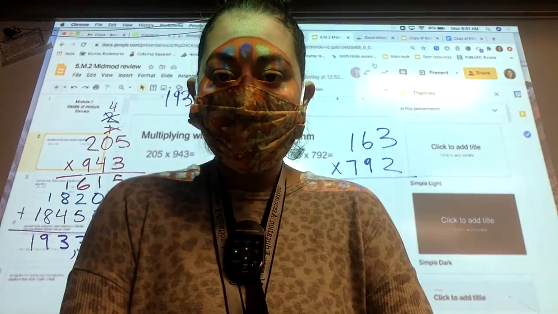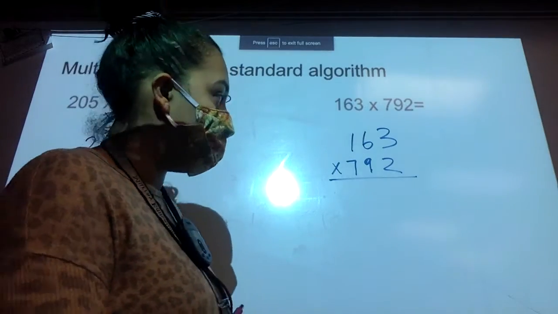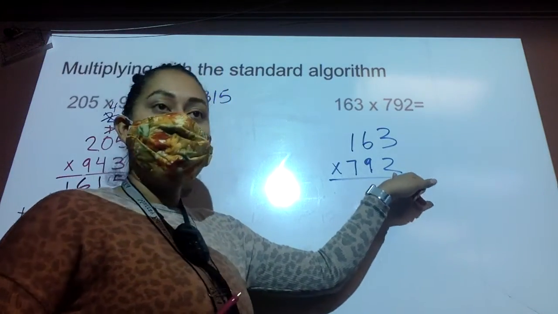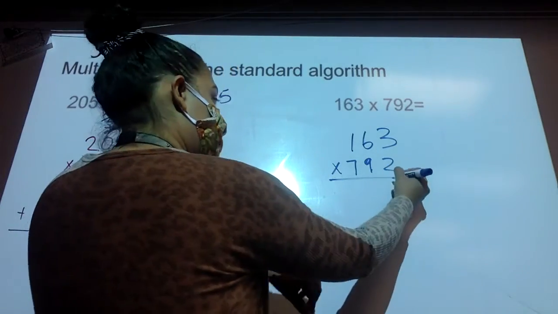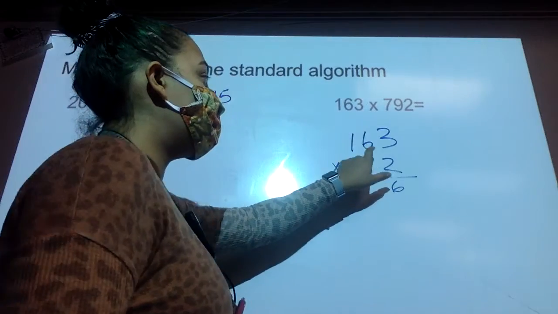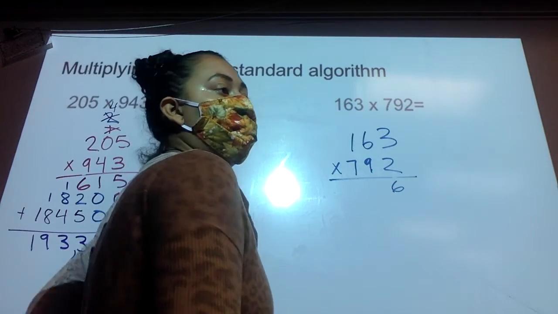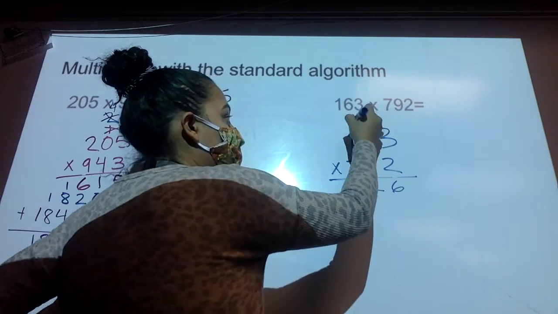Okay, so we are doing our mid-module review. So 163 times 792, ready? So we always start on the one side. So 2 times 3? 6. Okay, 2 times 6? 12. So 2 here, carry the 1.